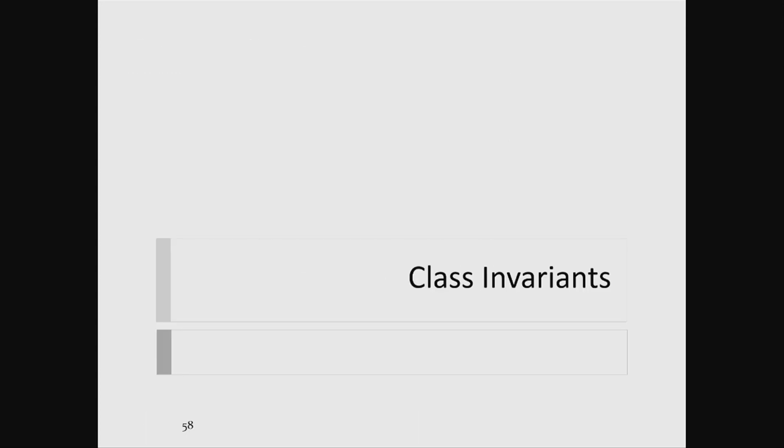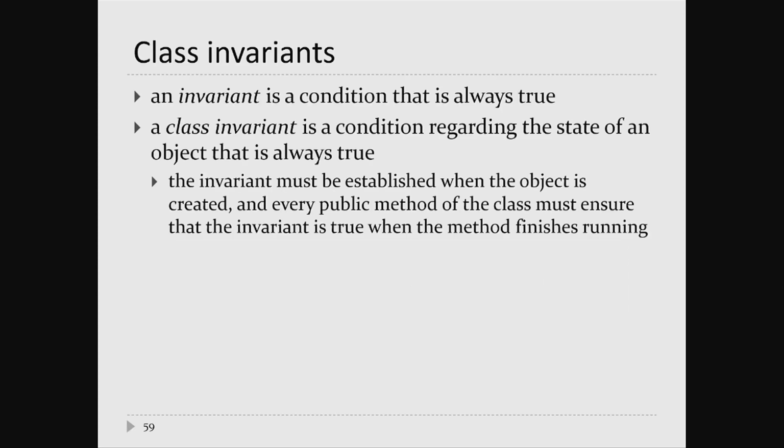Okay. If you were in the lab this week, then you would have heard this discussion about class invariants, right? So an invariant is just a condition that should always be true. So a class invariant is a condition regarding the state of the object that should always be true. The invariant should be established when the object is created. So if you have an object that has an invariant, then the constructor has to make sure that the invariant is true when the constructor finishes running.